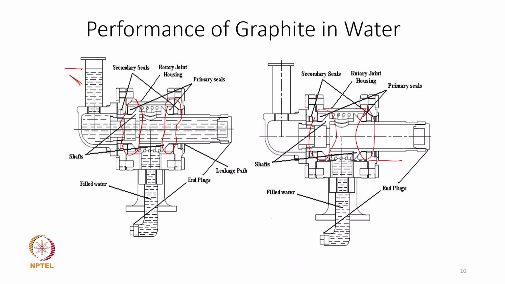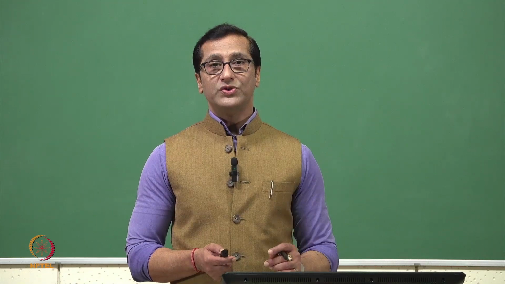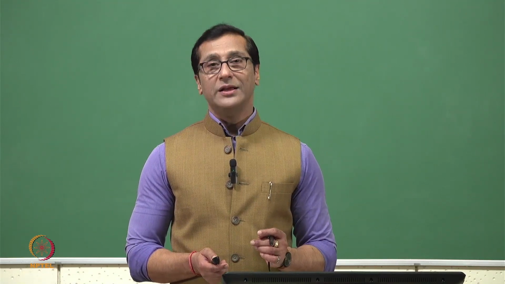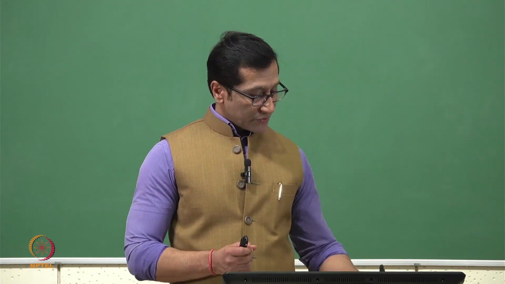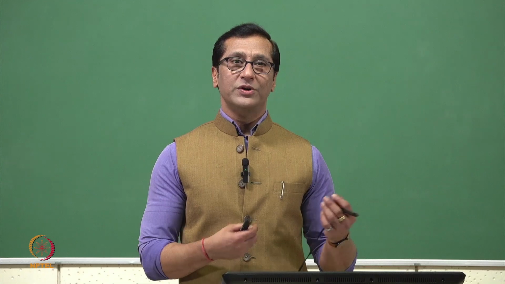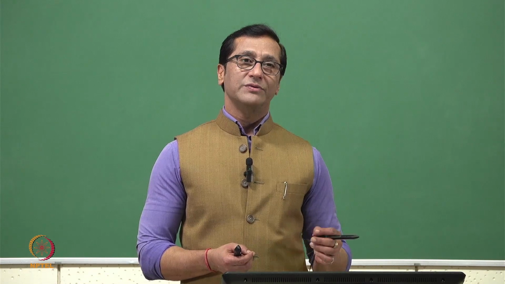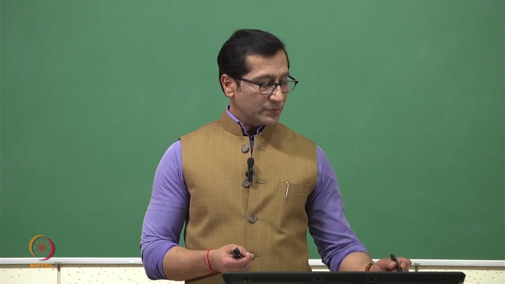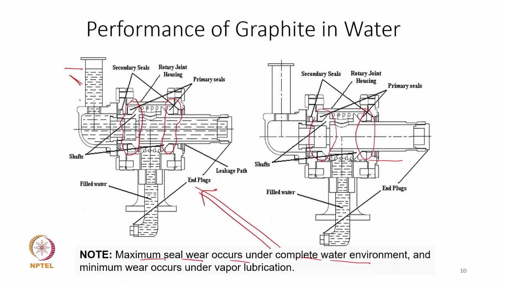This is a very important aspect: we want some moisture, but not very high moisture. That's why we say maximum seal wear occurs under a complete water environment. That's what has been shown here. If I'm operating this turbine, or the paper mill, vapor gets evaporated from the pulp paper, and when we stop the steam boiler and the water level remains on a higher side at the steam joint, in this situation the wear rate will be very high compared to the lower side. So minimum wear occurs under water lubrication or vapor lubrication, which happens in this situation.